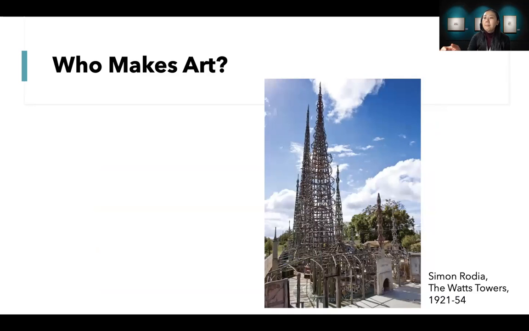So it's not true that all artists must be formally trained. Non-professional and self-taught artists have always produced art that is just as admired, like this work of art by Simon Rodia.